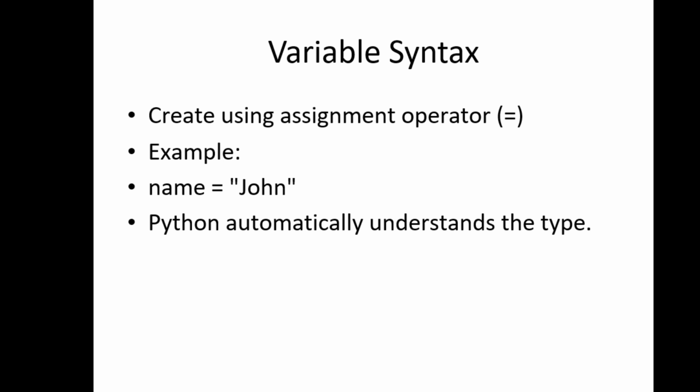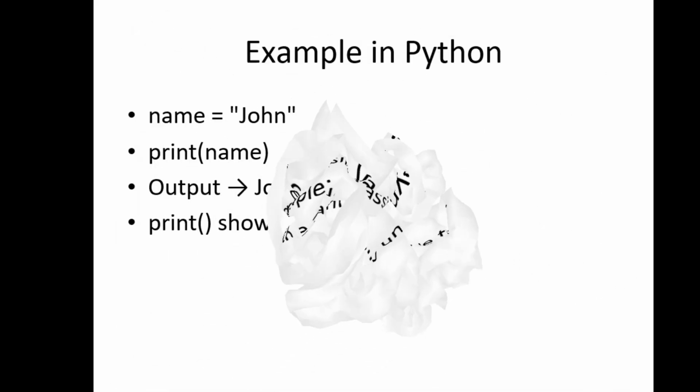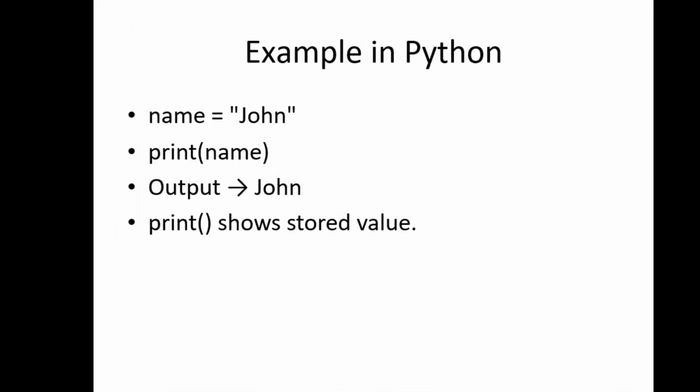You are assigning John as a value to the left hand side variable, which is name. So name is a variable and the value held by the name variable is John. Variable equals the value. Python automatically understands the type of that variable. So let's take some examples.